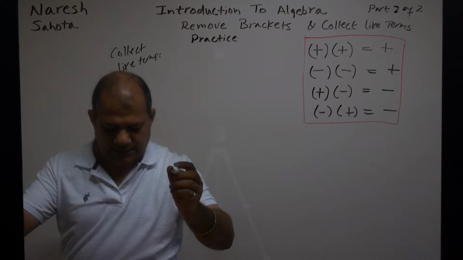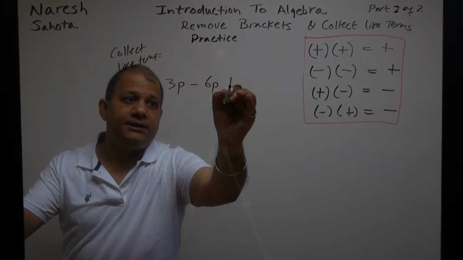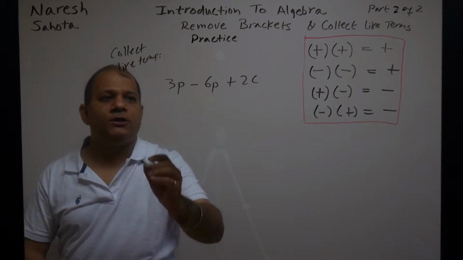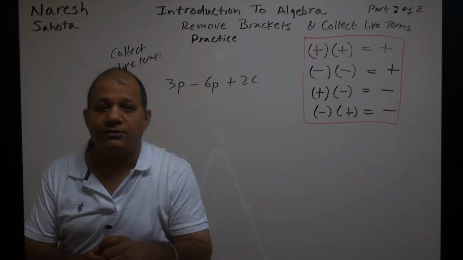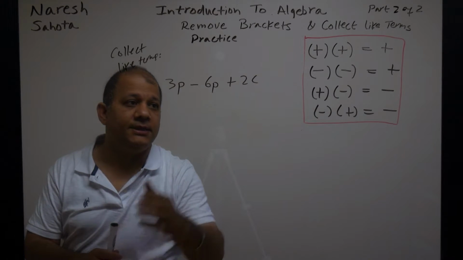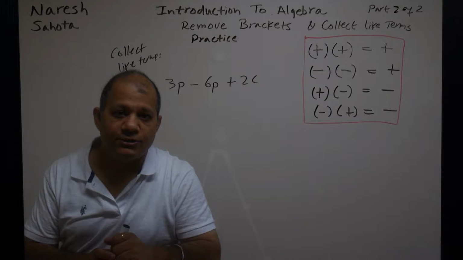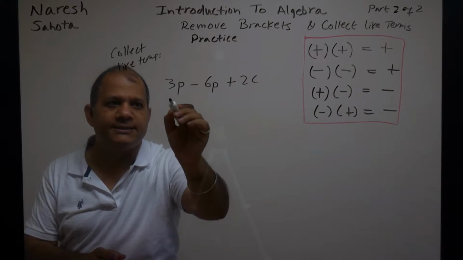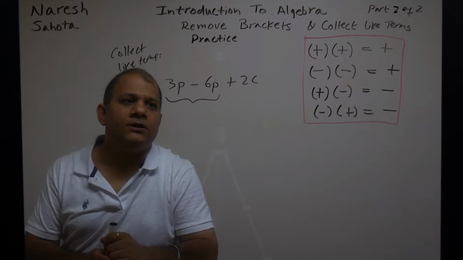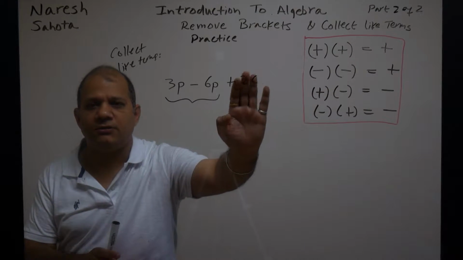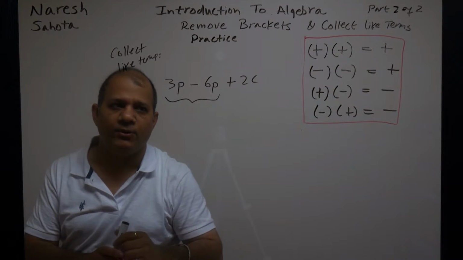So let's look at something like this. We have 3p minus 6p plus 2c. We can use any variable. It doesn't have to be a, b, or x, y, or z. In this case, it's a p, and we have a c. The first thing is to recognize which terms are alike. In this case, two terms are alike, the 3p and the negative 6p. The 2c is on its own. There aren't any other c terms, so that's just by itself. It'll get copied every step of the way.